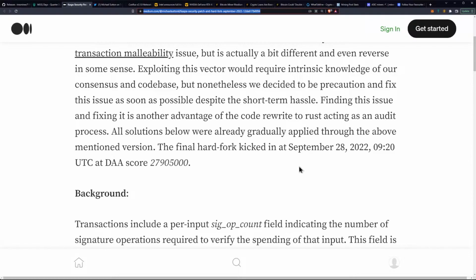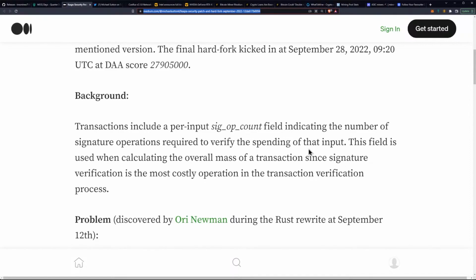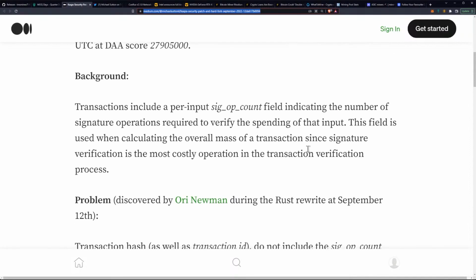The final hard fork kicked in on September 28th, 2022, at 9:20 UTC at a DAA score of 27,905,000. There we go. I can read numbers. It's fine. It's a little easier if you give me the commas though.